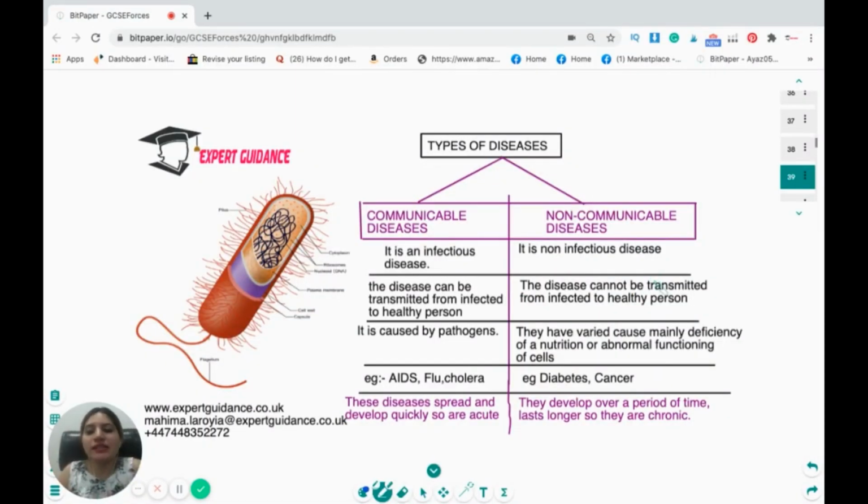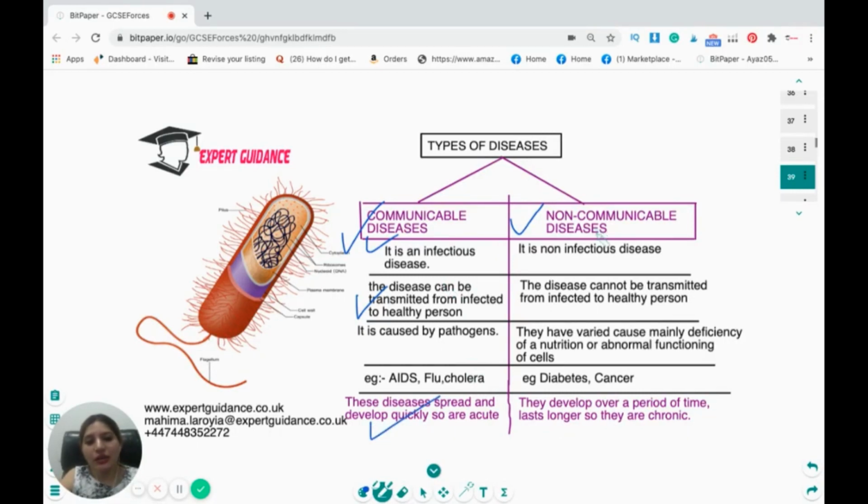Now, if we talk about diseases, there are two classes of diseases. One is a communicable disease, another is a non-communicable disease. Now, communicable disease is an infectious disease, and these are the diseases that can be transmitted from an infected to a healthy person. For example, COVID-19. And they're mostly caused by pathogens like bacteria, viruses, and fungi. Examples are AIDS, flu, and cholera, and communicable diseases generally spread and develop very quickly and are acute.